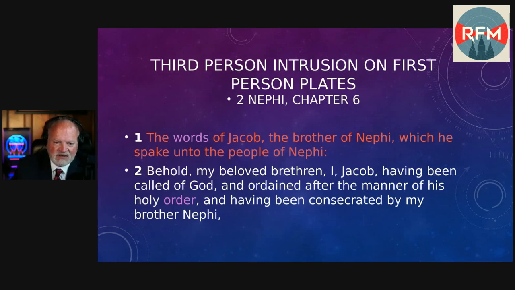That makes sense. What does not make sense is that they appear in the small plates of Nephi, where Mormon says he didn't do any abridging. So this is not written by Mormon. Who is it written by? Everything else is first person.